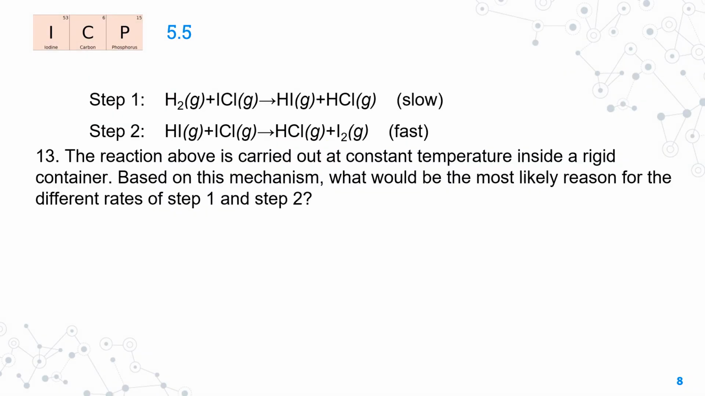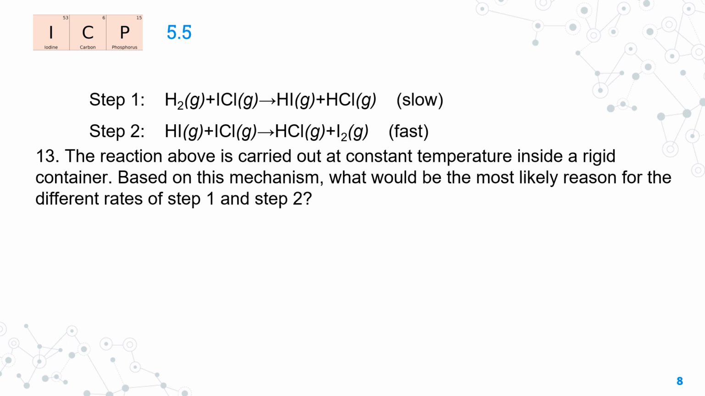All right, so let's turn to our first ICP in this section. We're going to go to ICP 13. This is 5.5. We already did 5.5, but we couldn't do this question because it's talking about mechanisms. So we had to wait till we got through mechanisms to do it. It says the reaction above is carried out at a constant temperature inside a rigid container. Based on this mechanism, what would be the most likely reason for the different rates of these steps?